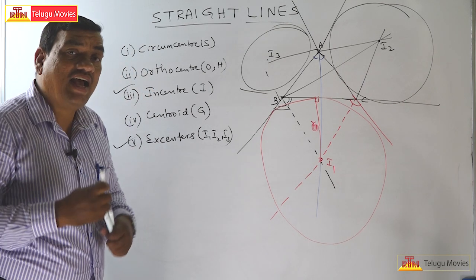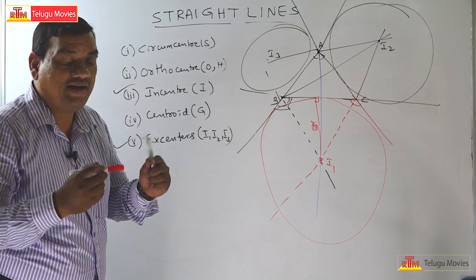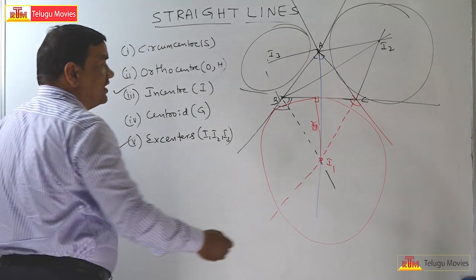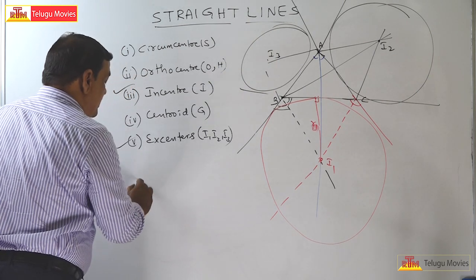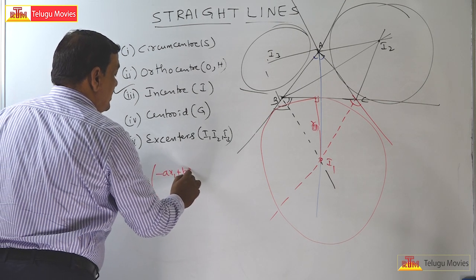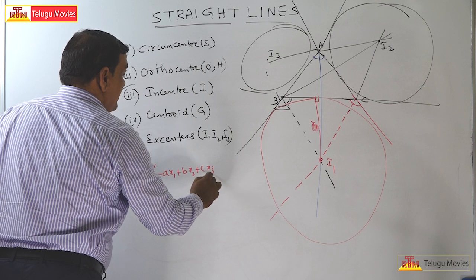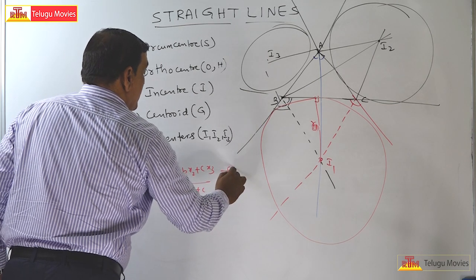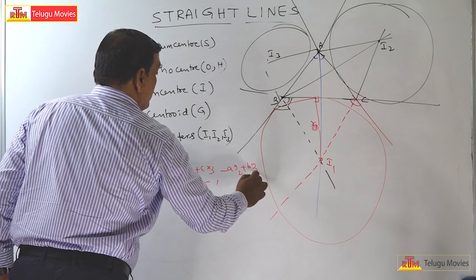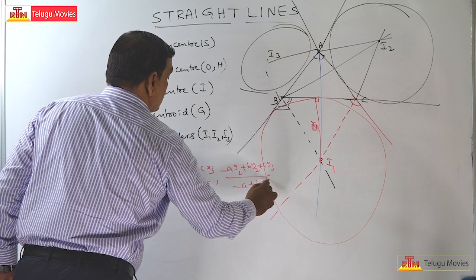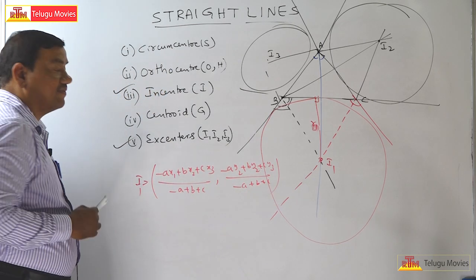So, to find the excenters also you have direct formulas. To find the excenter I1, that is opposite to A, it is given by the formula: minus A x1 plus B x2 plus C x3 upon minus A plus B plus C, minus A y1 plus B y2 plus C y3 upon minus A plus B plus C. So this is I1.